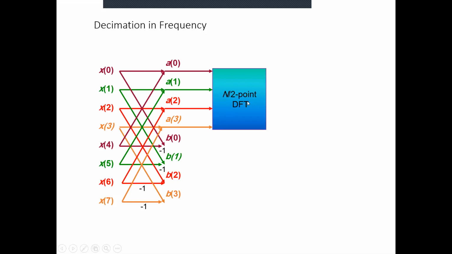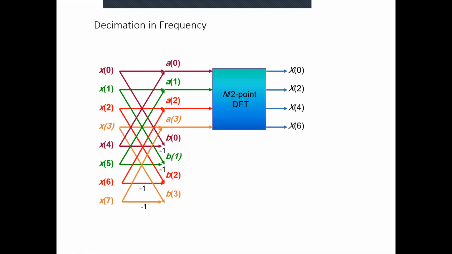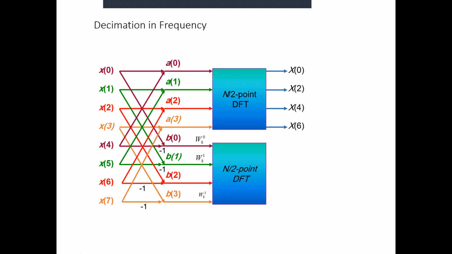Then we have N over 2 point DFTs. Of course, N over 2 points here means 4 points, and here again we have 4 points. So 4 points by 4 points. And finally, we have the last values of the signal.